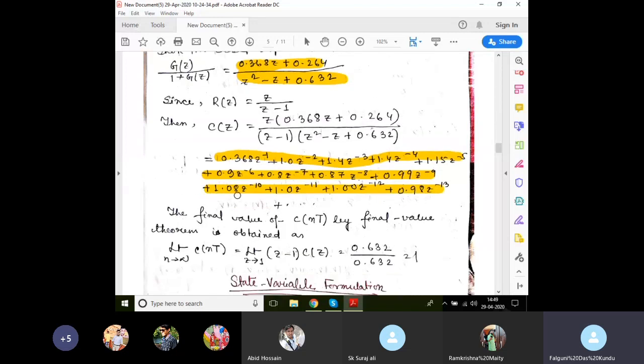Now the final value of C is for up to infinity. Therefore, the final value C(nT) we get by the final value theorem. That means limit of n tends to infinity, C(nT) is nothing but limit of z tends to 1, (z minus 1) C(z). After putting z equals 1 in this expression, the value becomes 1.